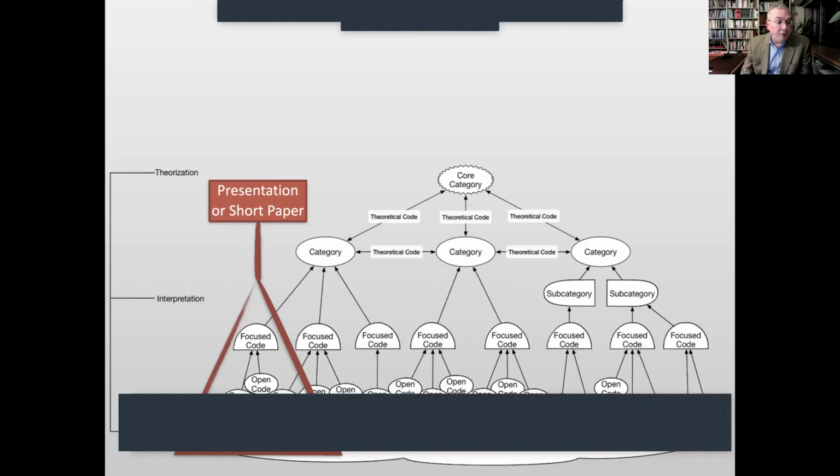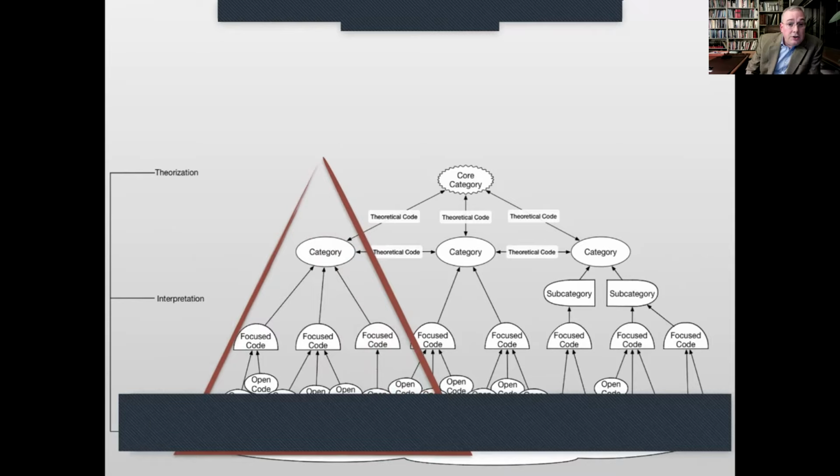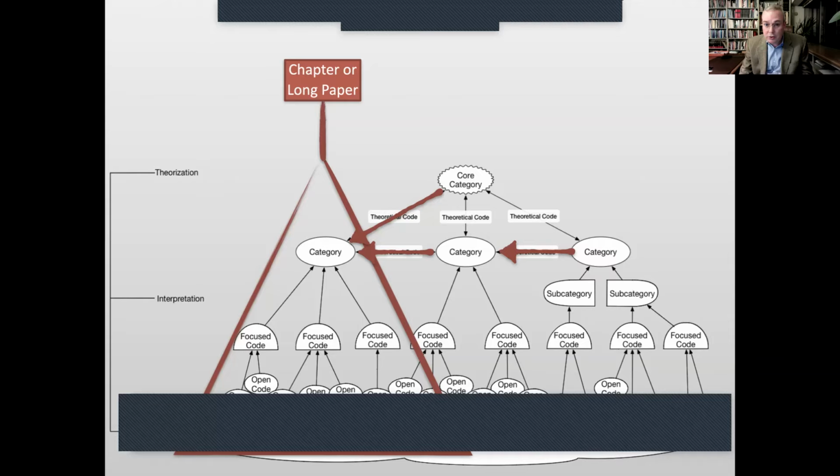However, you still need to talk about the core category and the main category and how those relate to that, to let them know there is a bigger theory out there. Something of this nature would probably be good for a chapter or a long paper, where you can still go into greater detail on some important aspect of a branch of the theory, but you still need to show how these other categories and core categories are briefly connected to this.